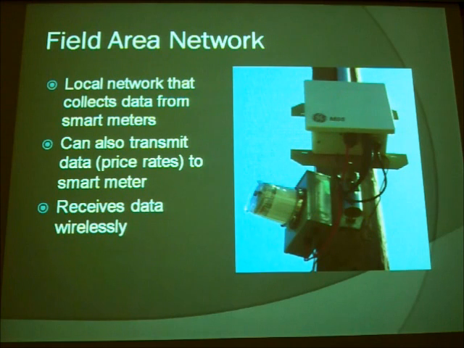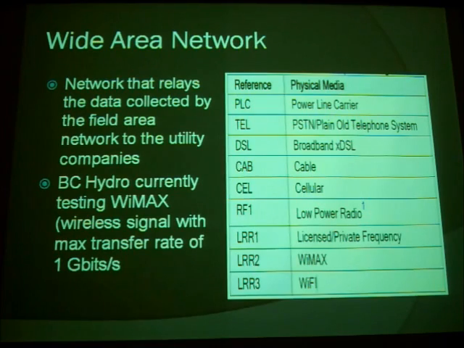The field area network collects data from the smart meters. It can also transmit data to the smart meters, such as price rates. The transmission is usually done wirelessly. The wide area network relays the data collected by the field area network to the utilities company. We see there are multiple means of transporting that data, such as broadband, cable, and cellular. BC Hydro is currently using WiMAX as their means of transferring that information. WiMAX has a maximum transfer rate of 1 gigabit per second.